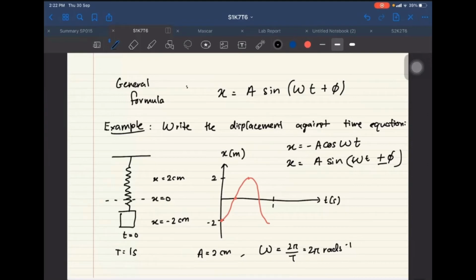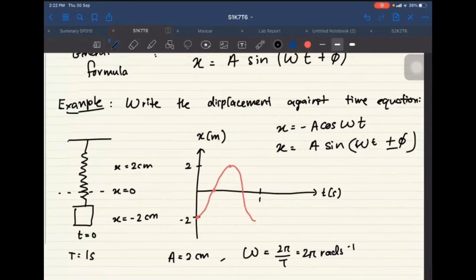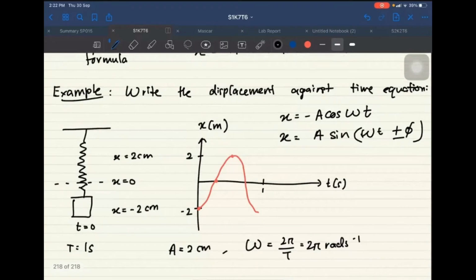Macam mana nak determine tu? Okay, you have to look at this graph, sorry. So this is a negative cos graph. Kalau saya cakap negative cos graph ni sebenarnya adalah a sine graph that has been shifted. Kamu percaya ke tidak? Percaya sir. Kena percaya lah kan? Basically, cos ni adalah sine graph yang telah bergerak.